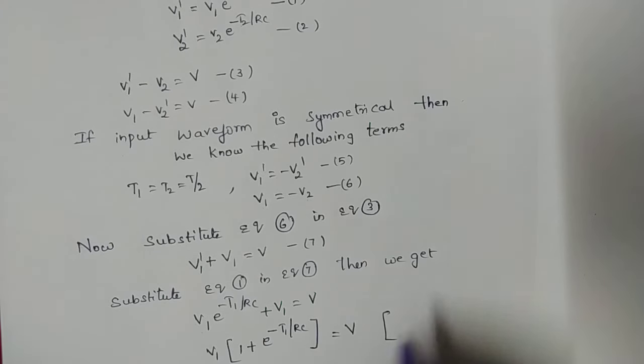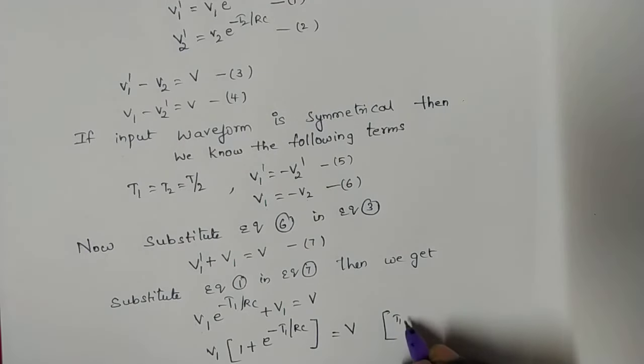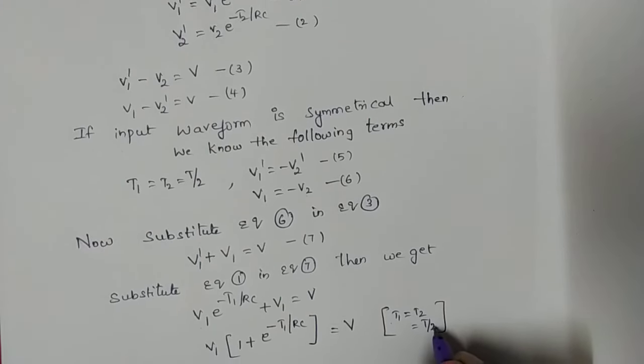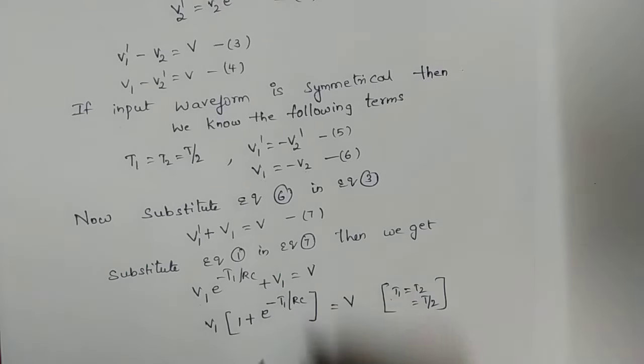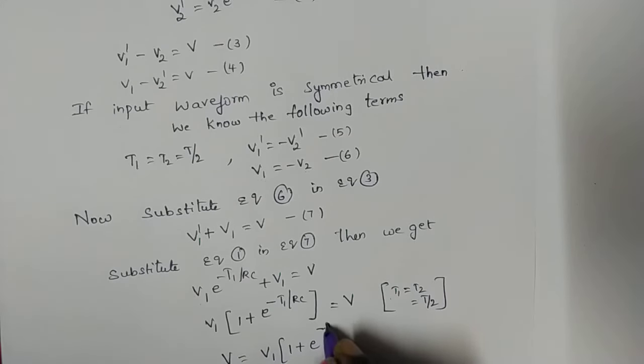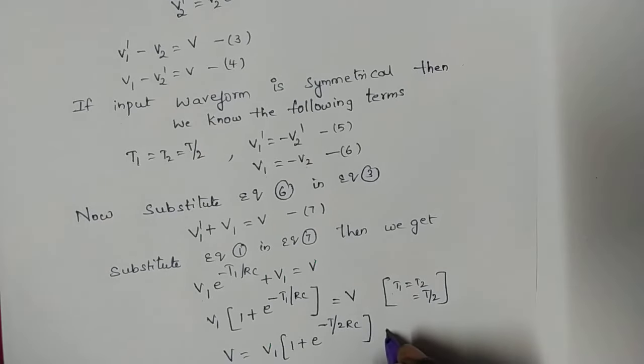But we are telling that the input waveform is symmetrical. That means T1 equal to T2 equal to T by 2. So in place of T1 we have to write T by 2 in this equation. So V equal to V1 into 1 plus e power of minus T by 2RC. This is equation number 8.